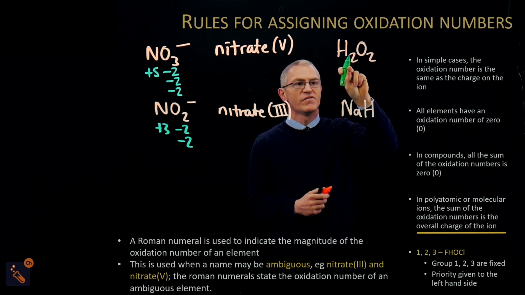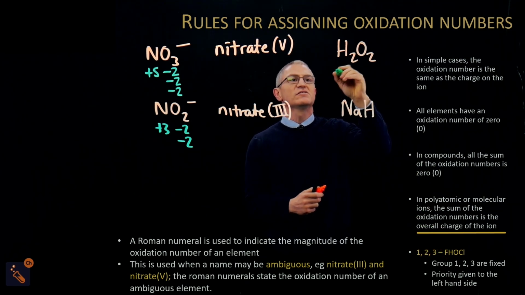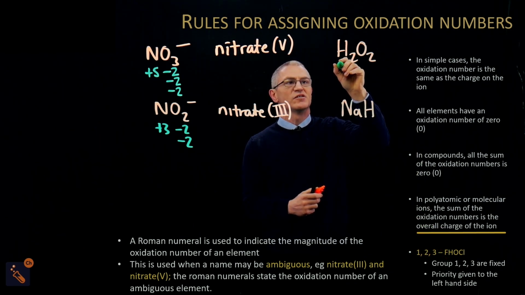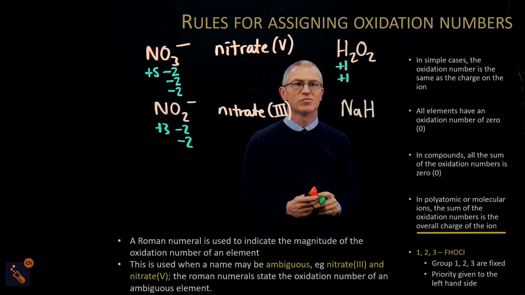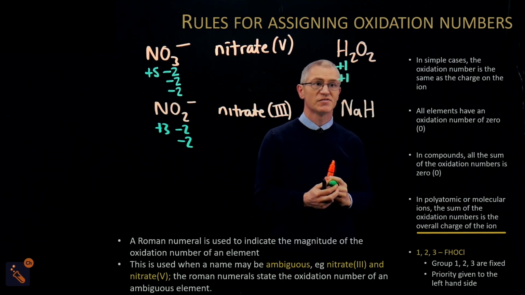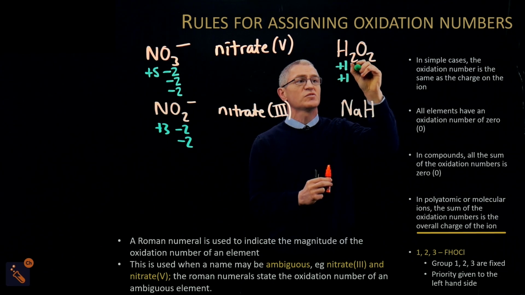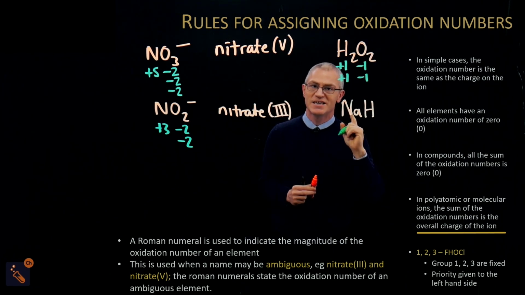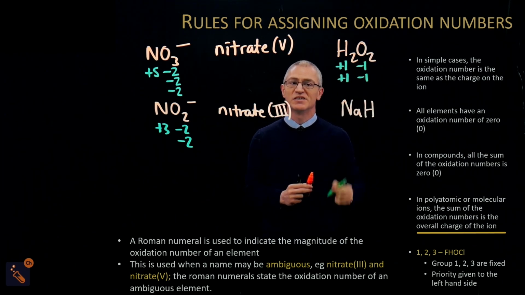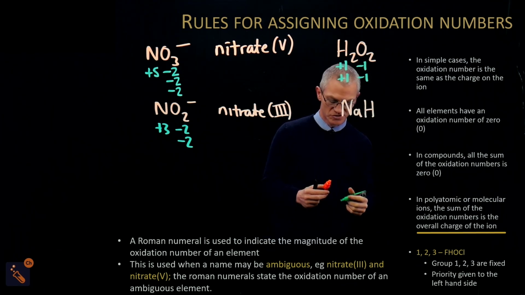If we look at H2O2 and we go, right, here we have 1, 2, 3 for Hückel. So the H comes first, therefore that must have the same oxidation number as its ion, so +1, +1, which means in this case, if the whole thing is neutral, that oxygen must be -1 and -1 because there are 2 oxygens. So the oxidation number of oxygen here is -1. It's the only example that we really do in A-levels that you have -1 as the oxidation number of oxygen.